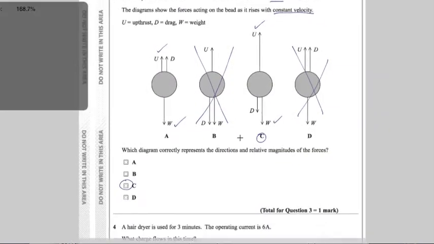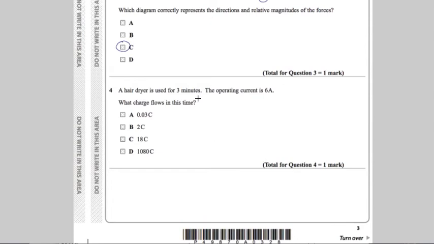Question 4 is at the bottom of this page. A hairdryer is used for 3 minutes. The operating current is 6 amps. So let's write current is 6 amps, time is 3 minutes, which is 180 seconds. The charge that flows is going to be given by current times time, because current is defined as charge passing per time. So if we multiply these together, 6 times 180, the answer is going to be 1080 coulombs.